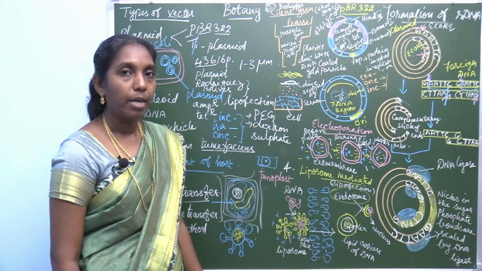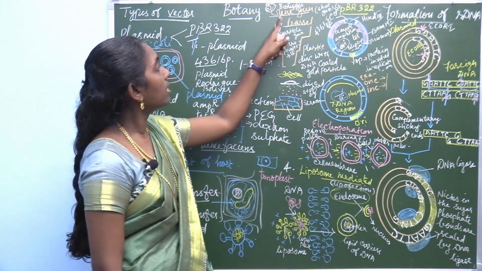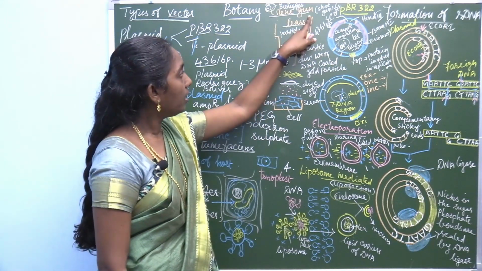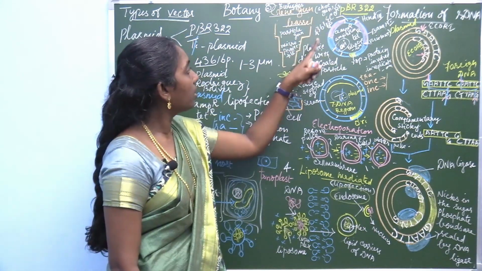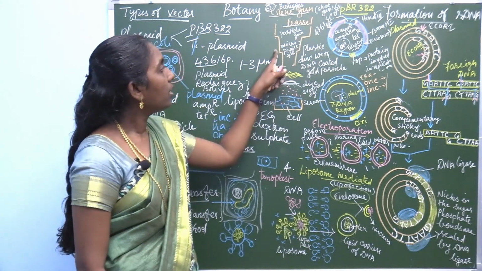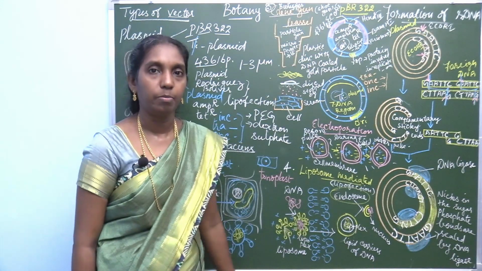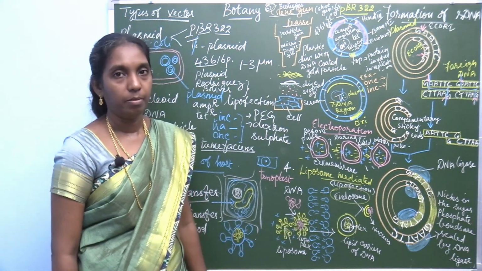What are the other names of biolistics? Gene gun method, shotgun method, particle gun method, microprojectile method.